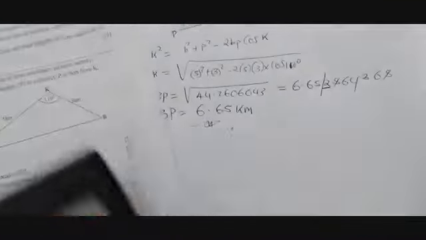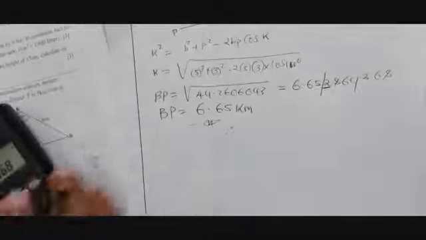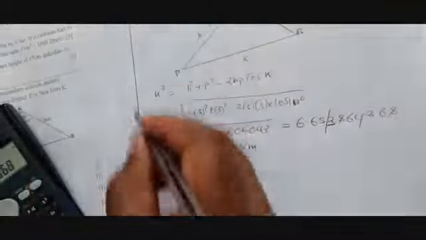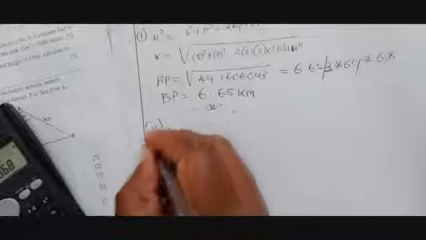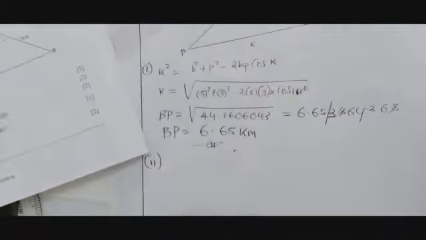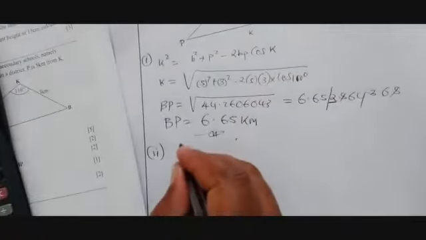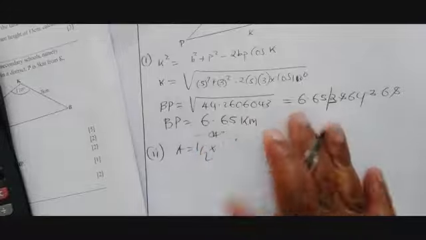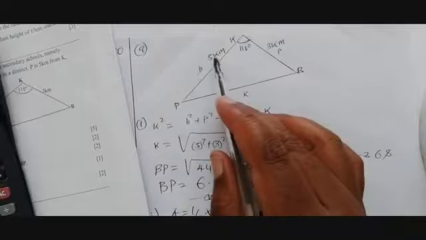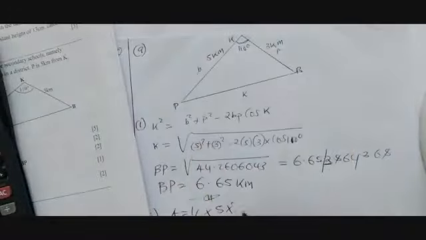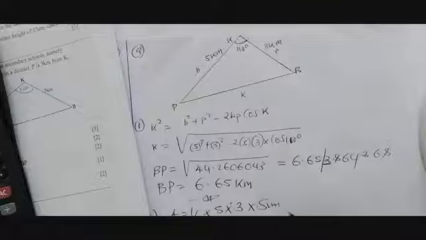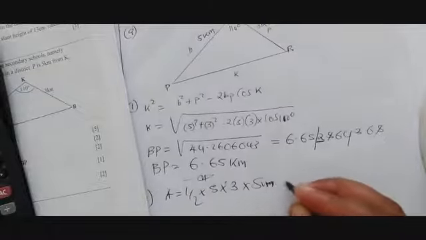Then we go to A2. We find the area of the triangle. Again, you see the number of marks here, 5 marks. Look at what we've done, there isn't a lot of work for 5 marks. Alright, so we say area is equal to half times the sides that are forming the angle. It's 5 times 3, the two sides that are producing the angle, times the sine of the angle itself. This is sine 110 degrees.